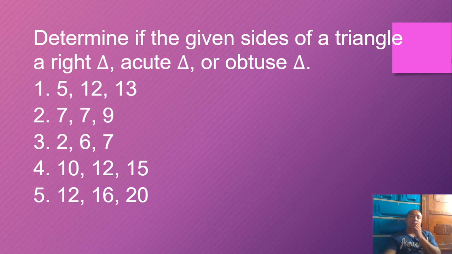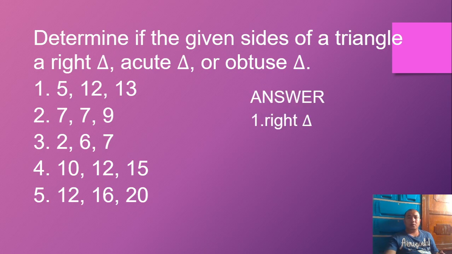Now determine if the given sides of a triangle form a right triangle, acute triangle, or obtuse triangle. Number 1, 5, 12, 13. It's a right triangle because we substitute the values of sides A, B, and C, and the sum of the squares of the legs, 25 plus 144, is equal to 169, the square of 13. Right triangle.